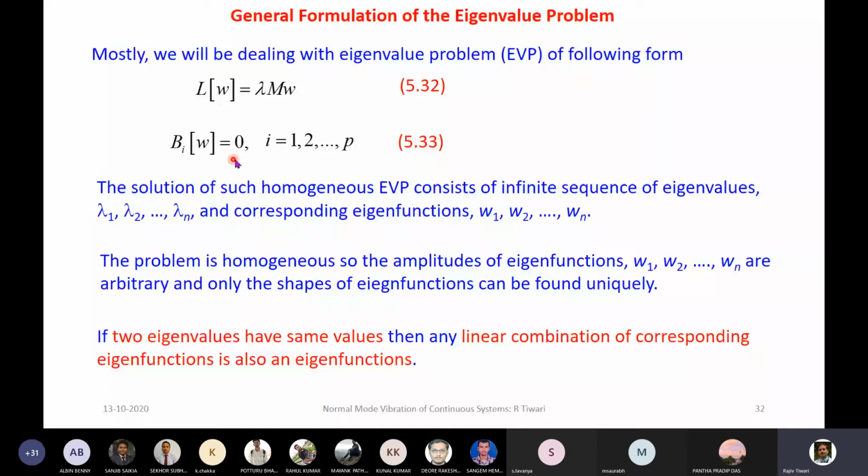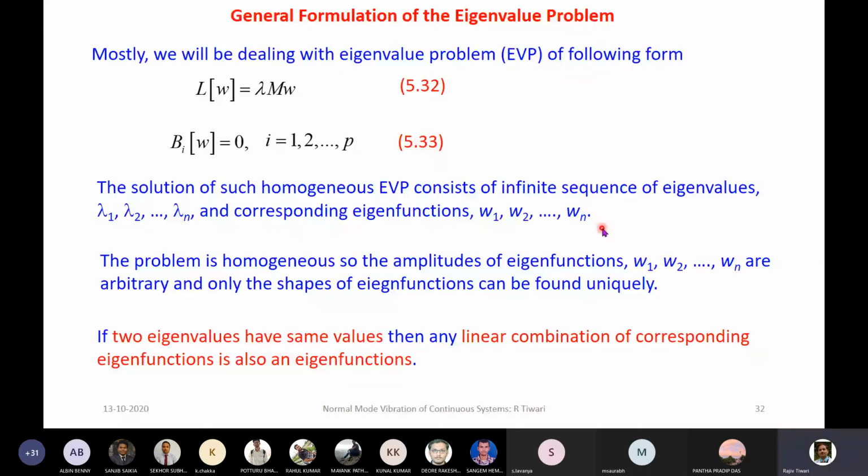As I mentioned, this is simpler. These equations are homogeneous ordinary differential equations. So the solution of this will be that lambda, which is the eigenvalue, will have a sequence of eigenvalues. It should be infinite, because this is a continuous system, so we should have n equal to infinity. We'll get a sequence of eigenvalues and corresponding eigenfunctions W1, W2, up to W infinity.